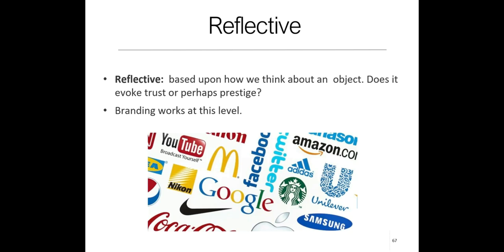But then that is the next level. That's reflective. This is based upon how we think about an object. Does it evoke trust or perhaps prestige? And this is where branding works. So if you're using things like the logo of a company within the website, you want to make sure that you use that effectively wherever it appears. That's why, if you ever have a chance to look at a style guide for branding, they have strict guidelines as to how the logo should and should not be used. And again, this is working at a reflective level.